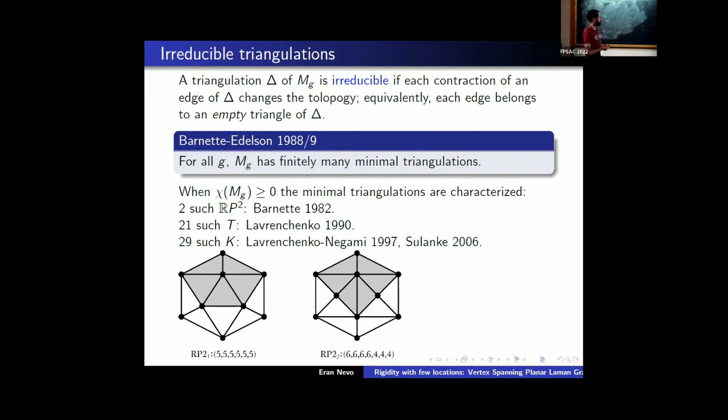So for the projective plane, there are only two, and you see both of them here. And here are some spanning disks inside them. For the torus, there are 21 irreducible triangulations found by Lavrenchenko. For the Klein bottle, there are 29. So 25 of them were discovered by Lavrenchenko and Negami. They thought that was all, and then later Sulanke completed the list, found 4 that they missed.